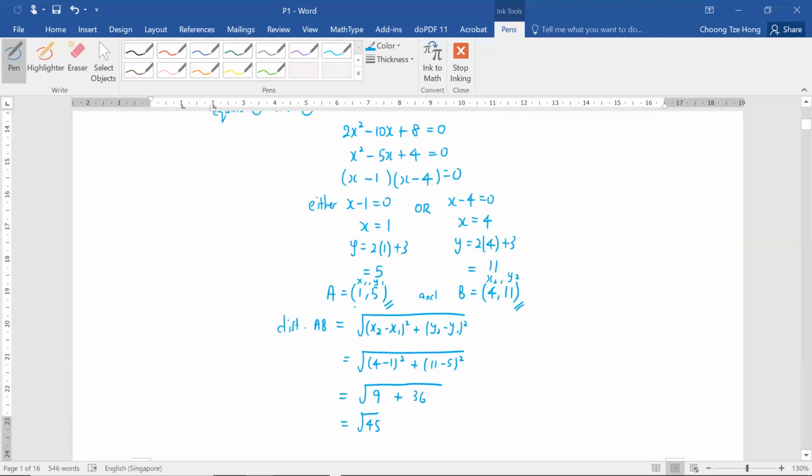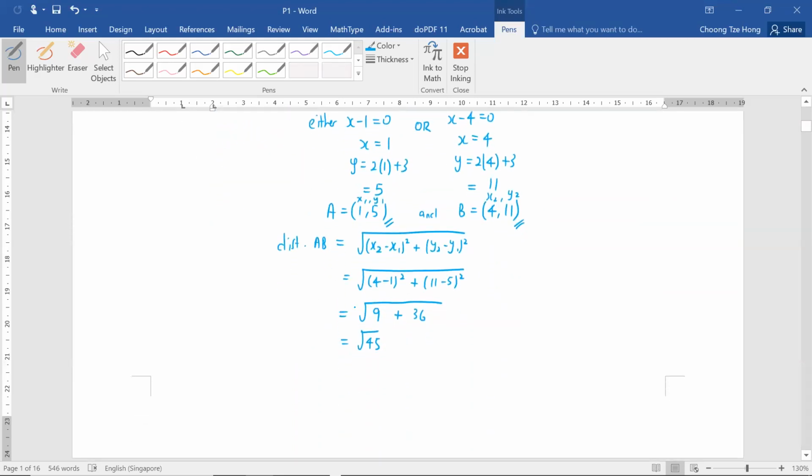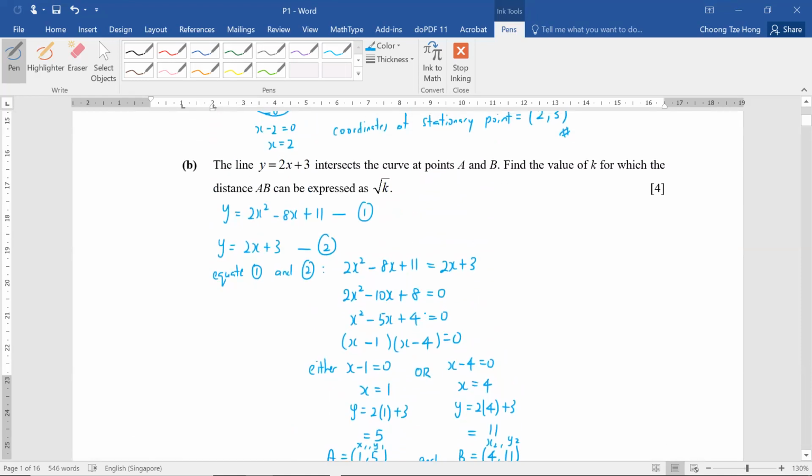They say that the distance AB can be expressed as square root k. Therefore k has to be 45. So this is how you do a question like this. I would say it's a rather simple question, related to quadratic equations and functions.